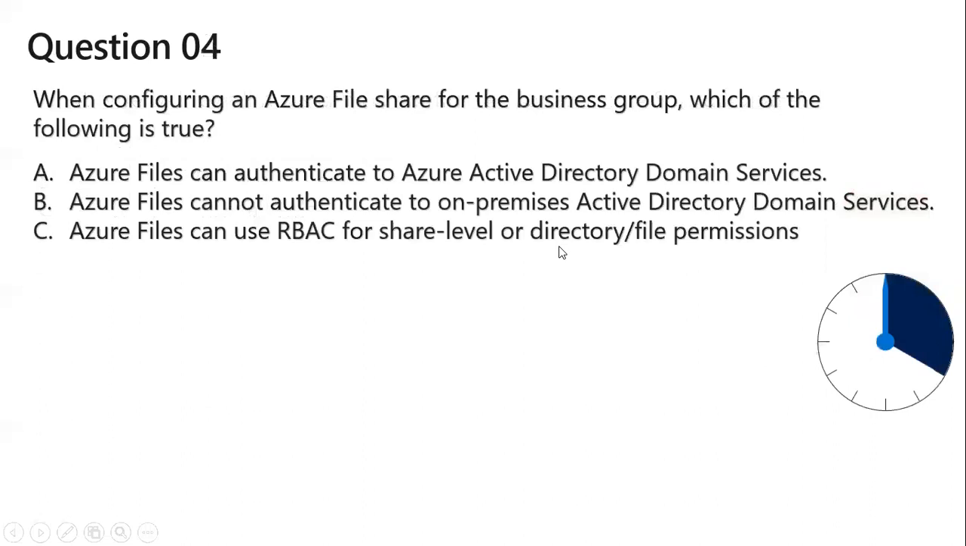Moving ahead with question number 4: when configuring an Azure file share for the business group, which of the following is true? Azure Files can authenticate to Azure Active Directory Domain Services. Azure Files cannot authenticate to on-premises Active Directory Domain Services. Azure Files can use RBAC for share level or directory file permission. What is going to be the correct answer for this one? Please have your answers on the chat.